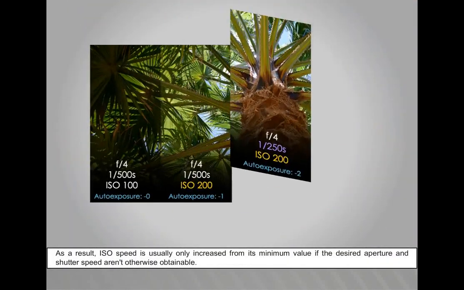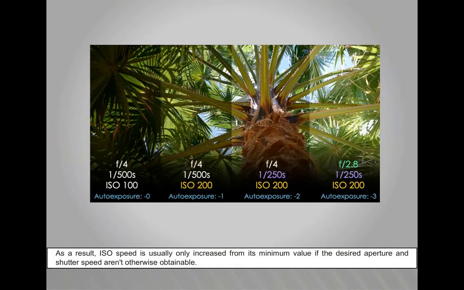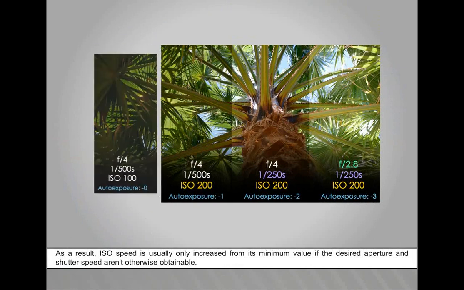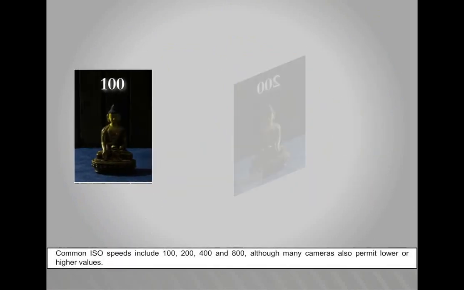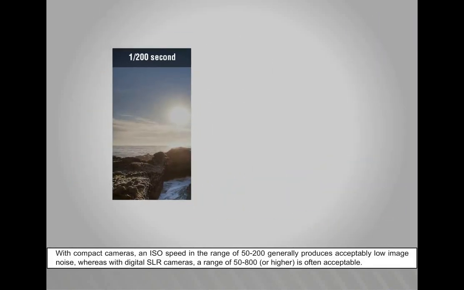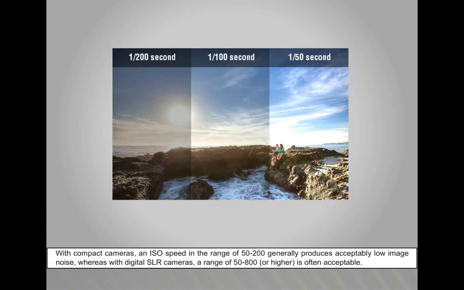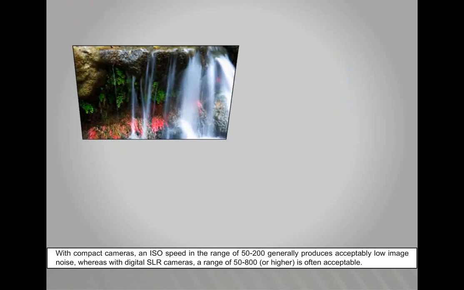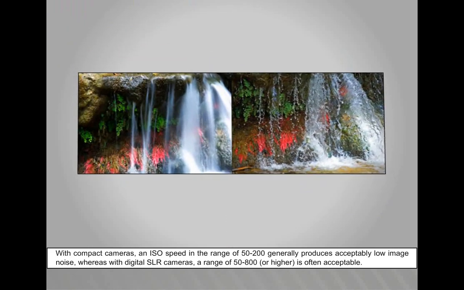As a result, ISO speed is usually only increased from its minimum value if the desired aperture and shutter speed are not otherwise obtainable. Common ISO speeds include 100, 200, 400, and 800, although many cameras also permit lower or higher values. With compact cameras, an ISO speed in the range of 50 to 200 generally produces acceptably low image noise, whereas with digital SLR cameras, a range of 50 to 800 or higher is often acceptable.